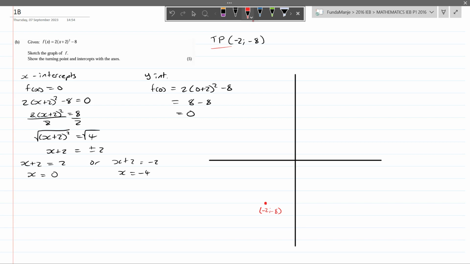Then one of our intercepts is x equals 0, which is this point here. The other one is x equals minus 4. So if minus 2 is here, minus 4 is probably there. So minus 4, minus 2 in the middle here. And we just draw through all these points. And that is our sketch.